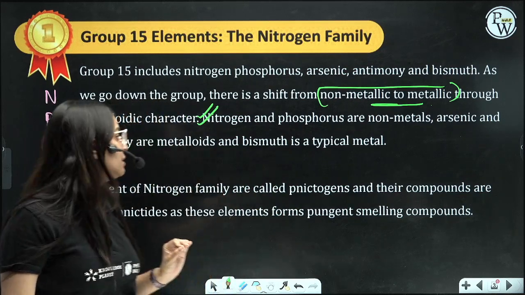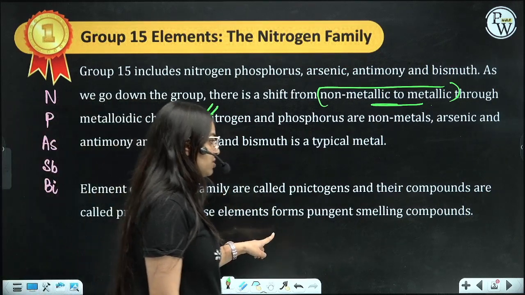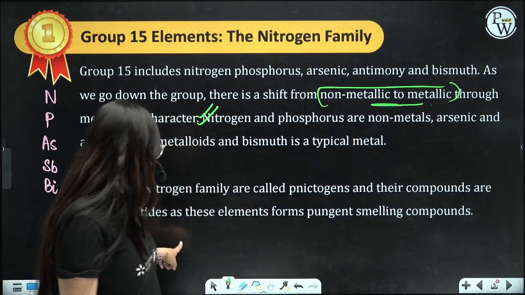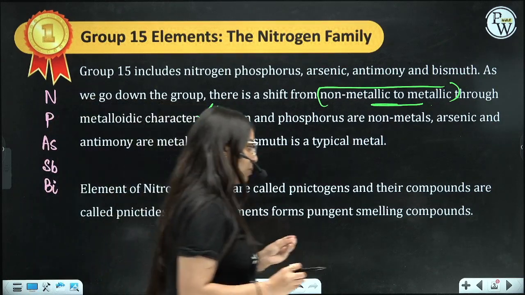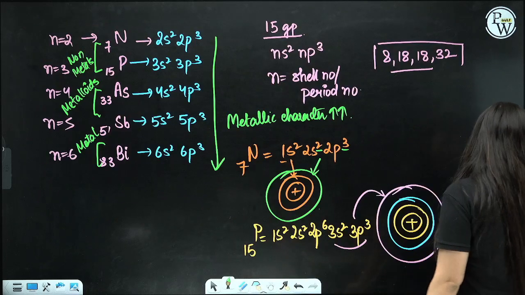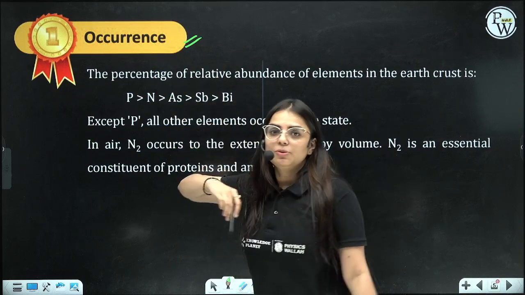Clear, everyone? That's great. Next, elements of the nitrogen family are known as pnictogens, and their compounds are called pnictides, as these elements form pungent smelling compounds. Clear? Okay, now let's see the next part, their occurrence. Yes, let's talk about their occurrence, students.